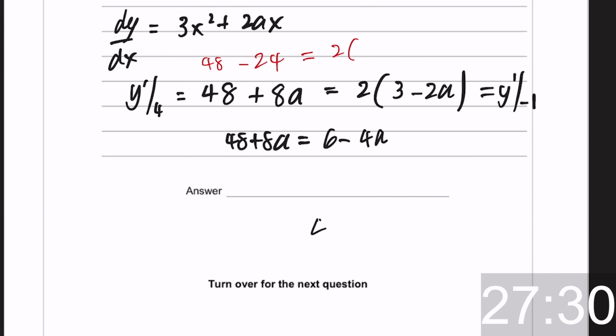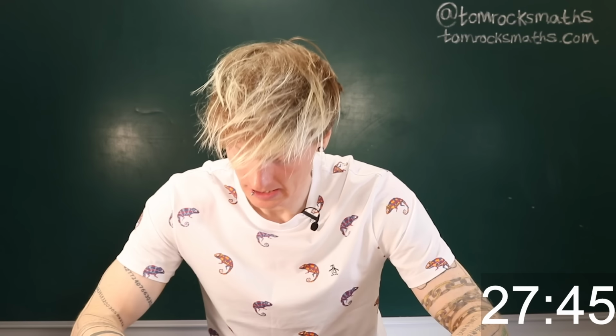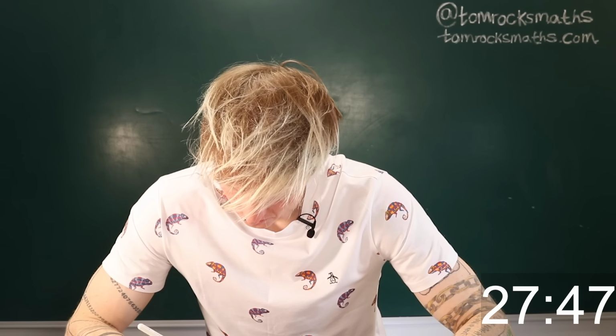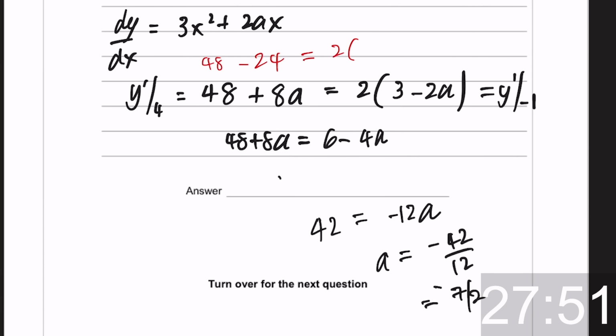So therefore 42 equals minus 12a. Fine. So a is minus 42 over 12, which I believe you can cancel. How many 12s go into that? 3.5 of them. So 7 over 2? 7 over 2, minus 7 over 2. So a is minus 7 over 2.